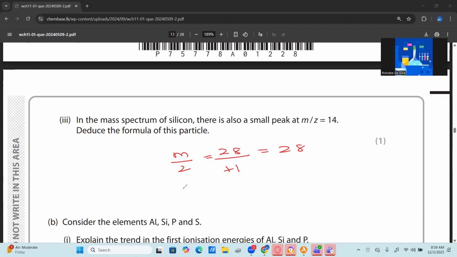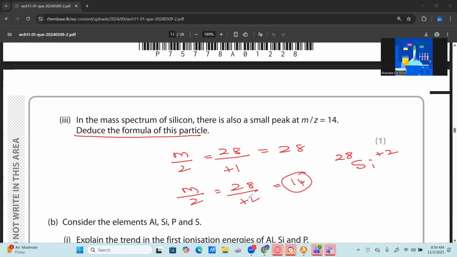But if the charge is +2, then what will happen? You can get a peak at 14. So you have to use the formula of this particle, silicon 28 with a +2 charge. Then only you can get a peak at 14.